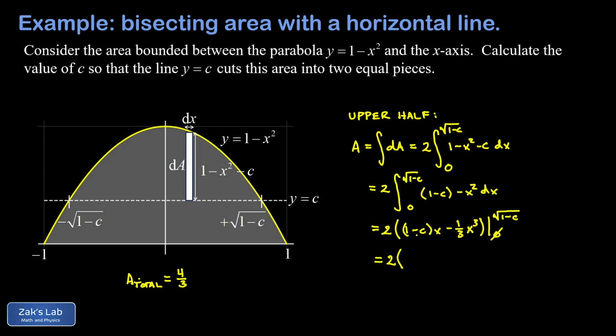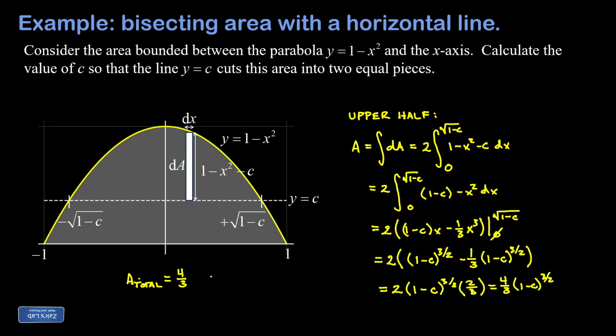Now in my first term, I'm going to end up with a 1 minus c times the square root of 1 minus c. And when I multiply those together, I get a 1 minus c to the 3/2. In my second term, I have a 1/3 square root 1 minus c to the 3rd power. That's also 1 minus c to the 3/2. And this is really important for our prospects of solving this problem. That 1 minus c to the 3/2 is going to factor out of the whole thing. And left over in the interior of these parentheses is a 1 minus 1/3, which again is 2/3. So this all reduces to 4/3 times the quantity 1 minus c to the 3/2. And we'll go ahead and make a note of that area under the diagram. So I'll call that A upper.